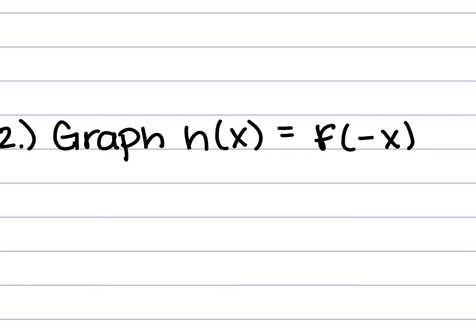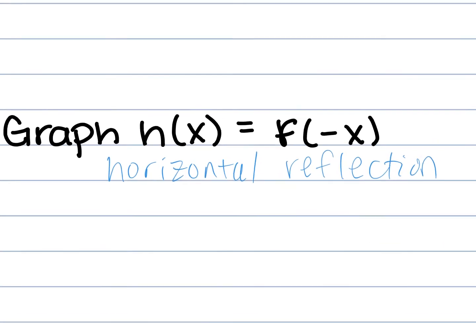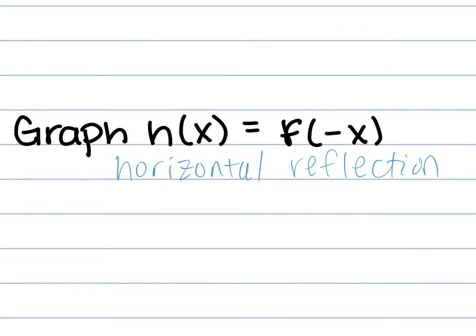On the next one, the negative is where? Inside. So it has to be what kind of transformation? Horizontal, so write that down. What kind of transformation is it? Reflection. What made it a reflection and not a translation? The negative x. It's multiplying by -1, right?